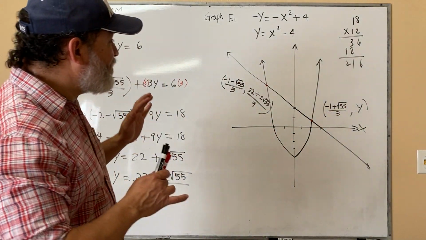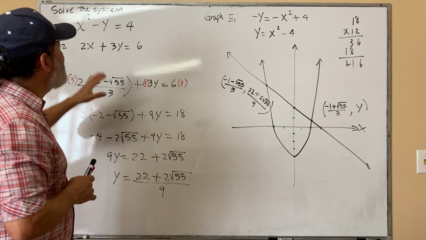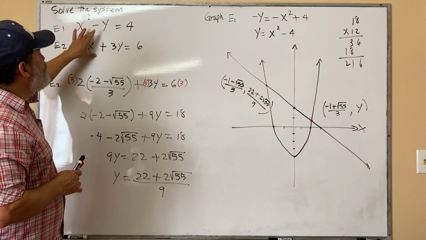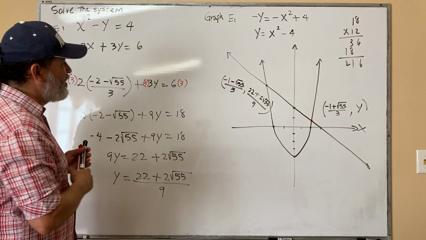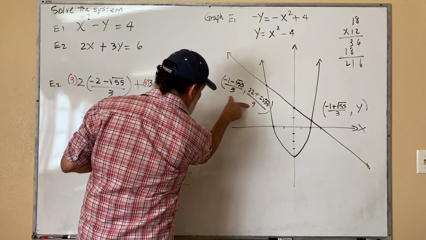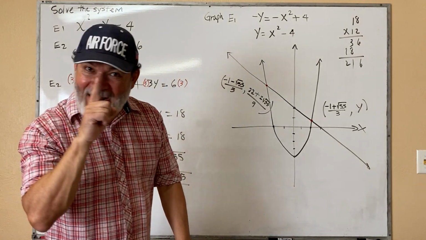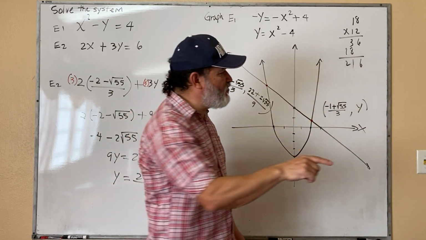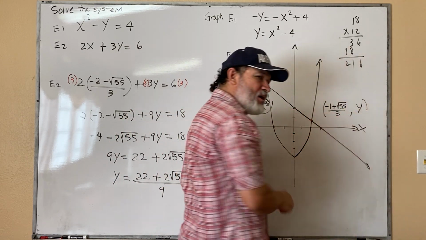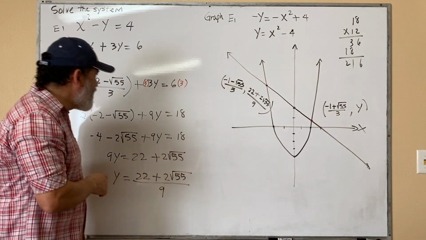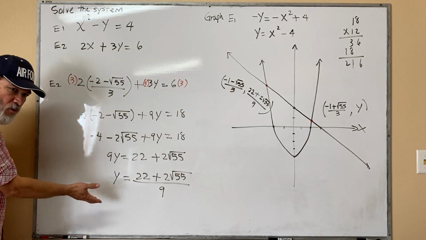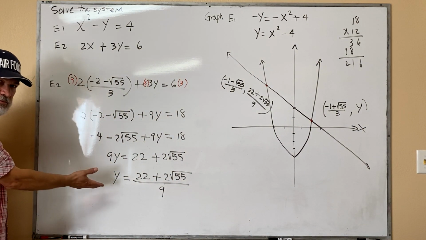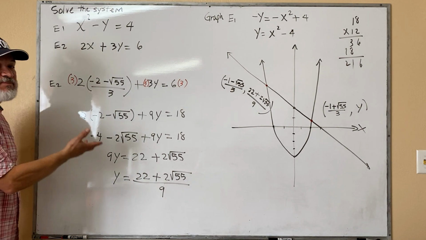And that is going to be the solution to the system. The solution to the system is this ordered pair and this ordered pair, but now you have to find this Y value. You find that Y value. I already showed you how, right here. You're going to take the same steps.